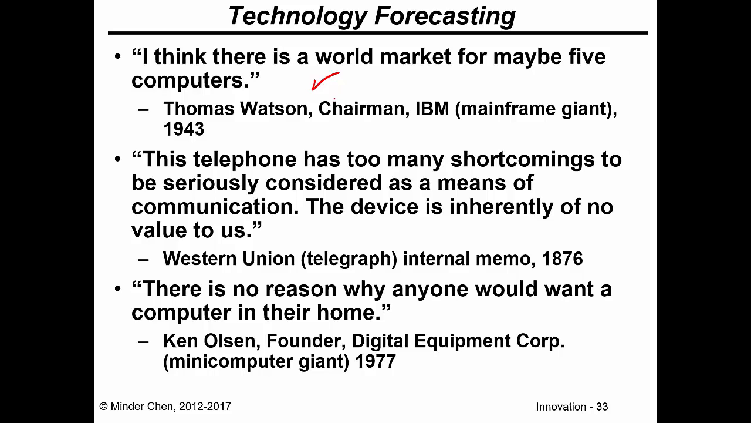And Western Union basically turned down Bell, who invented the telephone. Western Union was in the telegraph business, and said that this telephone had just too many shortcomings to be seriously considered as a means of communication. The device is inherently of no value to us. So basically, they gave the telephone industry away, and eventually became relatively irrelevant, because once you have the telephone, it disrupted the telegraph industry.